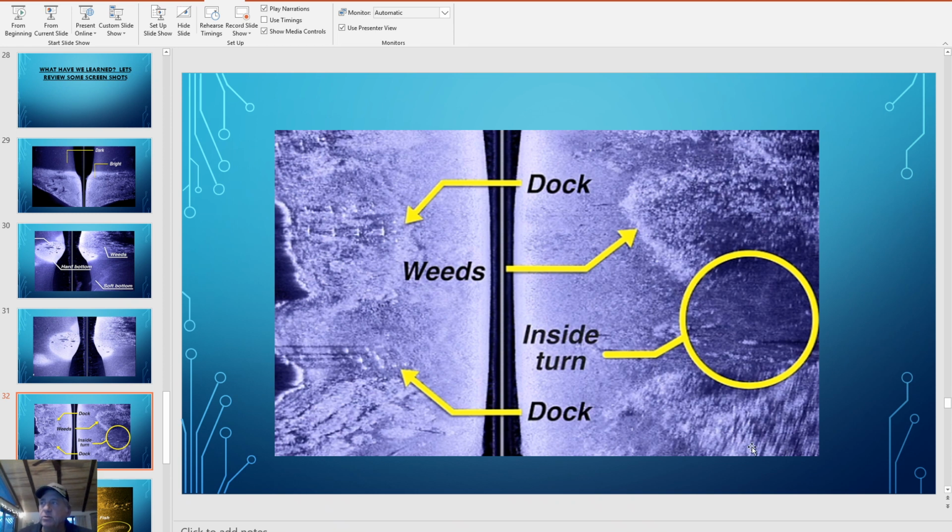The other types of things we've talked about already are the weeds. And in this particular case, there's an inside turn in that weed bed. So it comes along here. We've got this void, this area that's void of weeds, and then they pick up again. And we all know that those are areas that fish like to hang out and live in as well. So, pay particular attention, as I said, to those darker versus brighter areas. And that's what you're looking at there.